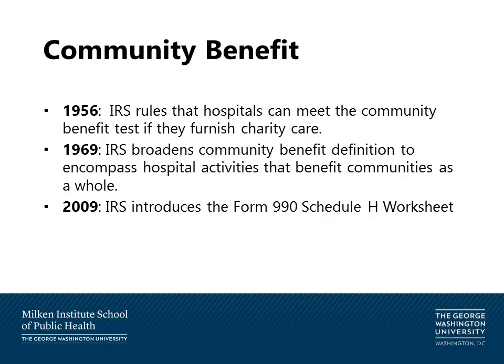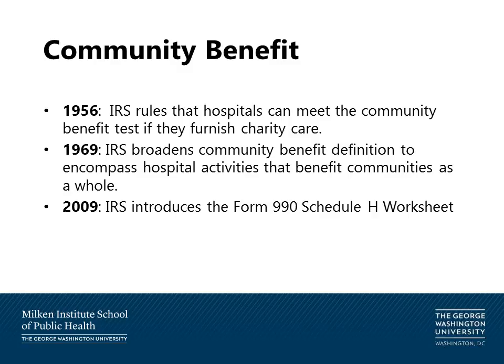Many years later, in 1969, the IRS broadened the categories of activities and investments that a hospital could claim as community benefit when it reported to the IRS. It went beyond charity care. It included things like a Medicaid differential, health professions training, research, and importantly, a category called community health improvement, which we'll talk a little bit more about as we go through the webinar.